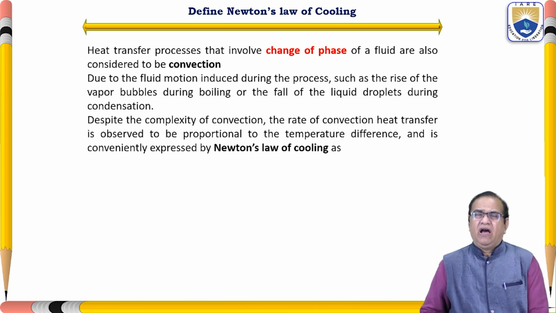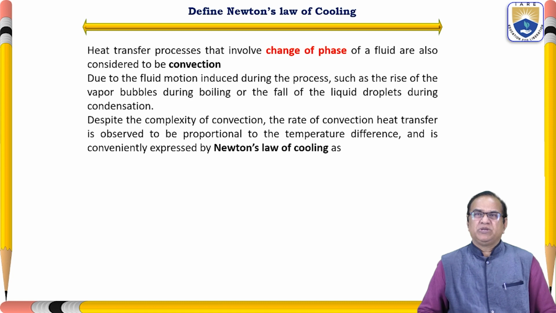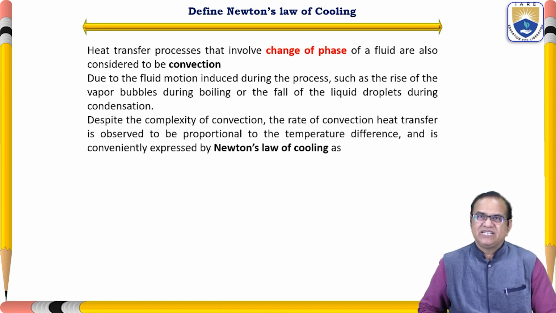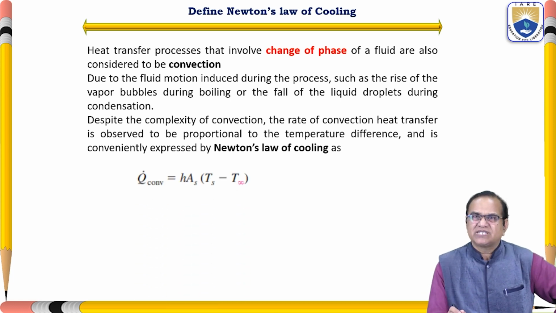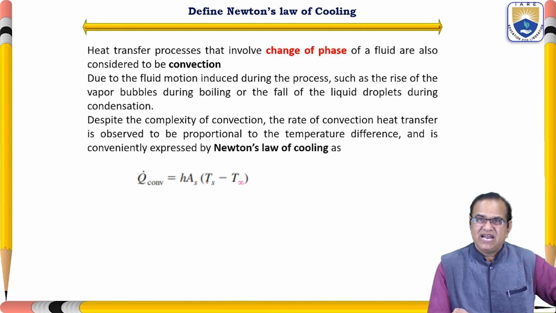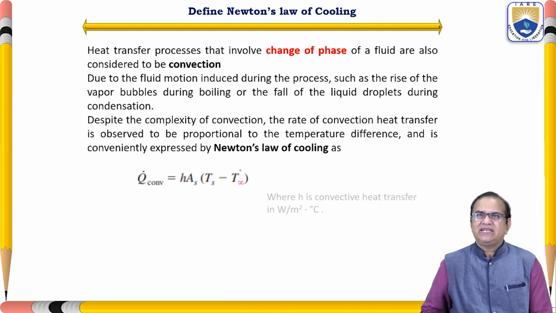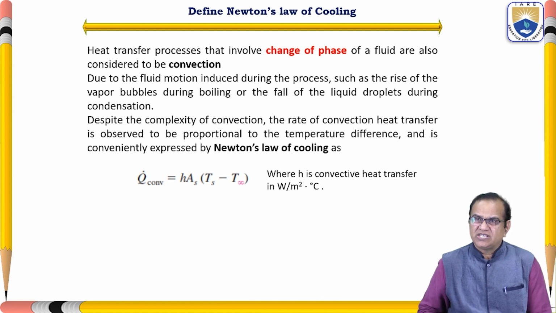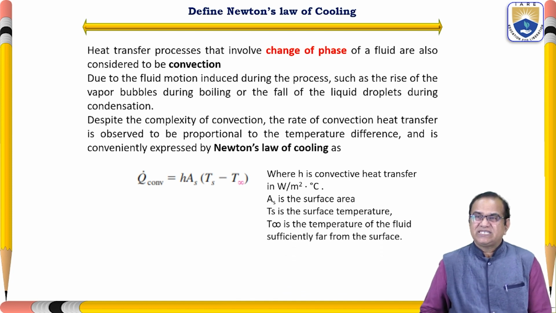Despite the complexity of convection, the rate of convection heat transfer is observed to be proportional to the temperature difference and is conveniently expressed by Newton's law of cooling as Q dot convection is equal to h As (Ts minus T infinity), where h is the convective heat transfer coefficient, As is the surface area, Ts is the temperature of the surface, and T infinity is the temperature of the fluid sufficiently far from the surface. The unit of h is watt per meter square degree centigrade.